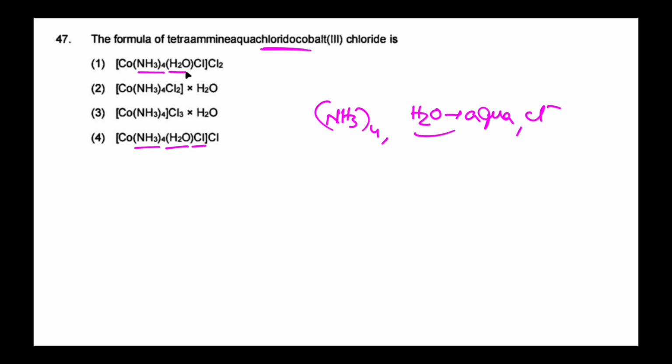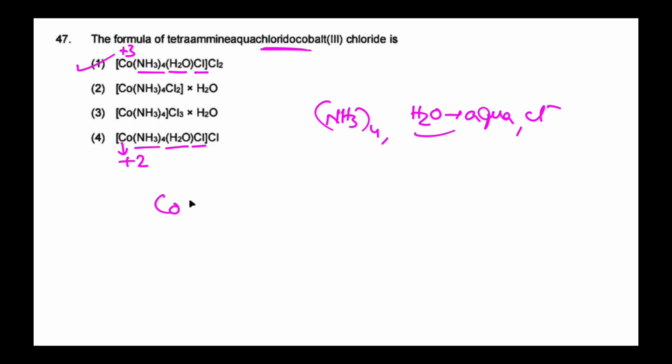Tetraaquaammine chlorido cobalt(III) chloride: here only 2 chlorines are there, so here the cobalt charge would be only +2. But here +3 is there because 3 negative charges are present. The oxidation state of the cobalt is similar to how many negative charges are present in that complex compound. So the correct option is the first one.